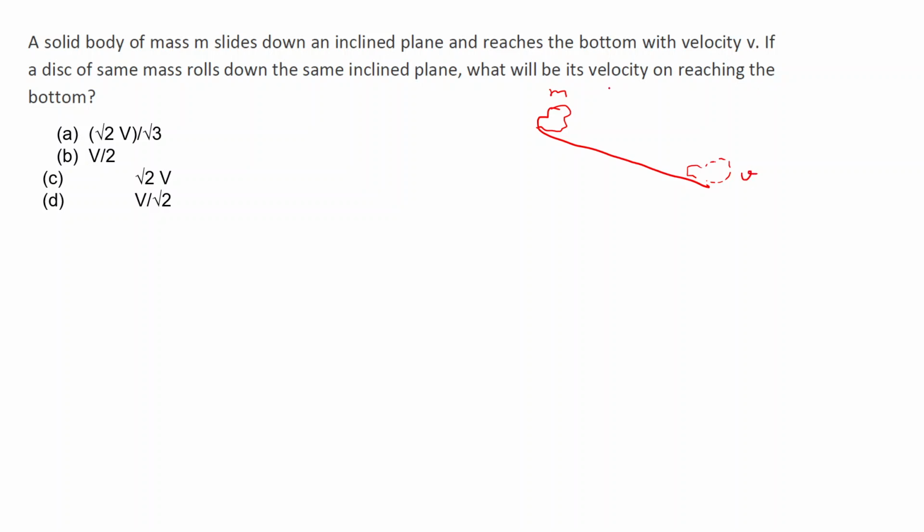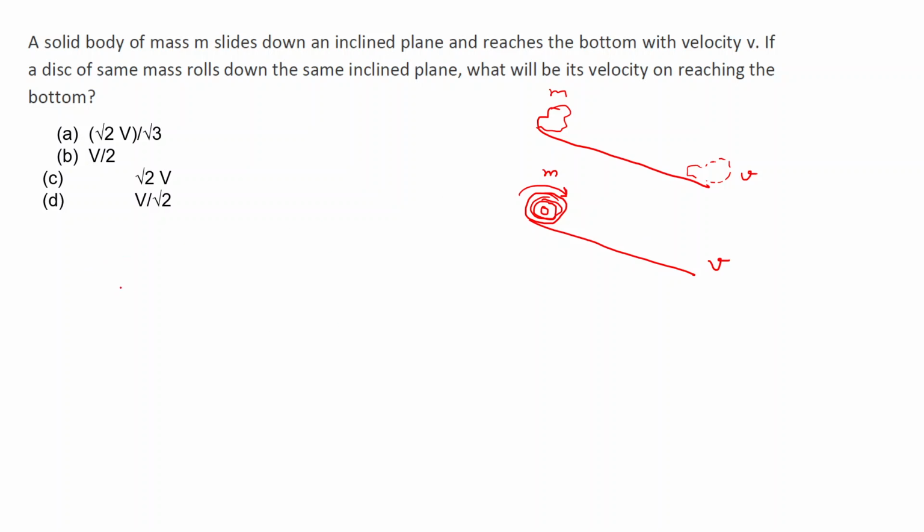If a disk of same mass rolls down the same inclined plane. Okay, next situation is, on the same inclined plane we have this time a disk. We have a solid disk, a complete solid disk. It's rolling down and same mass m. What will be its velocity on reaching the bottom?